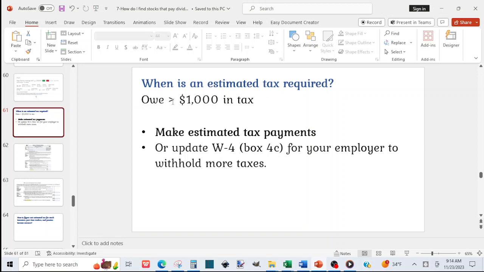So you want to track your dividend income to know when you need to make an estimated tax payment or not. So when is an estimated tax payment required? If you think you will owe more than $1,000 in tax when you file your tax return 1040, then you will need to make estimated tax payments during the year, or you should update your W-4 with your employer to let your employer withhold more taxes on your income.